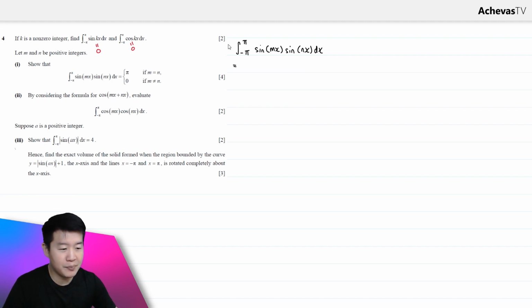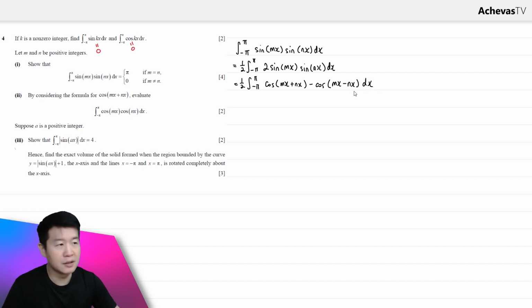So to make use of the factor theorem, I need a 2 in front. So let me go for half of the integral from minus pi to pi of 2 sine mx sine nx dx. We're making use of the trigonometric identity from my MF26 formula sheet. I will be able to re-express this as cosine of (mx plus nx) minus cosine of (mx minus nx) dx.